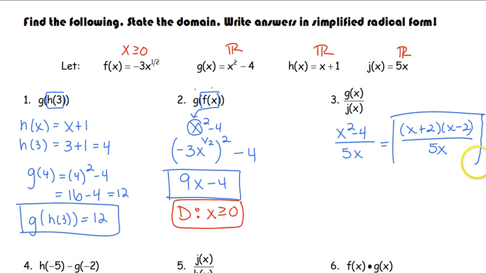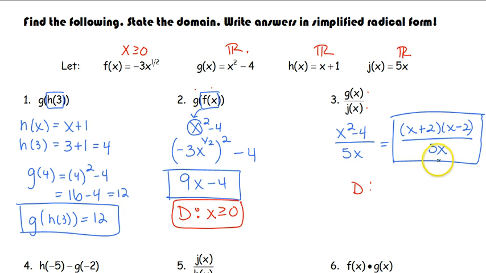And like we said before, nothing was going to factor. Now we have to consider the domain. Again, we look at the new equation and the 2 originals, the g and the j. G had no restrictions, j had no restrictions.